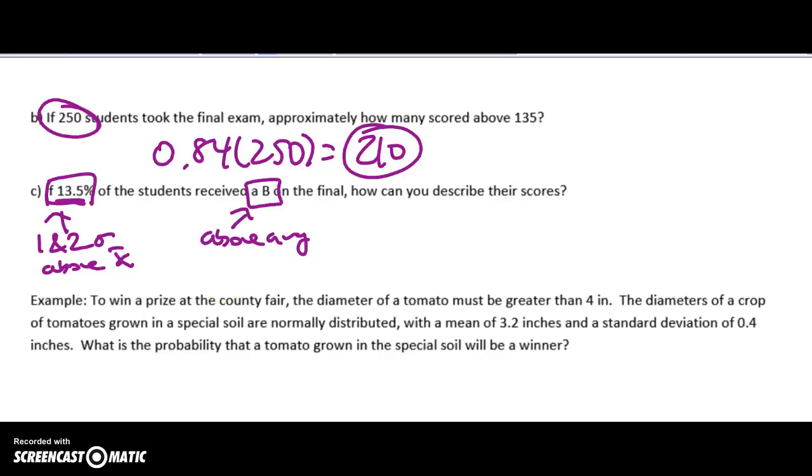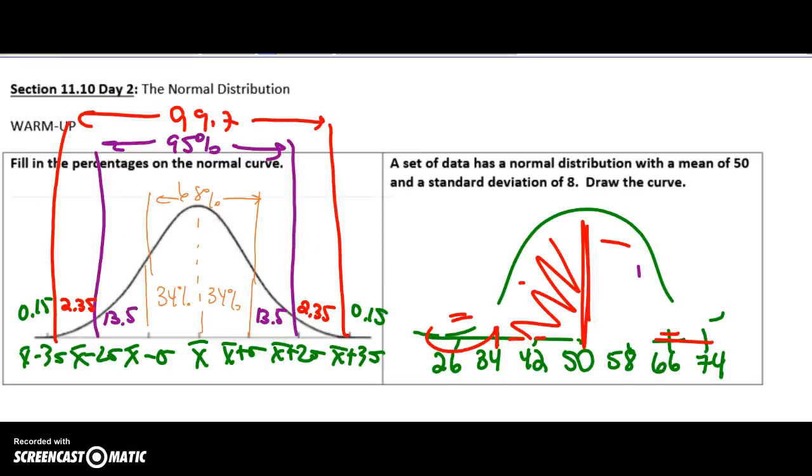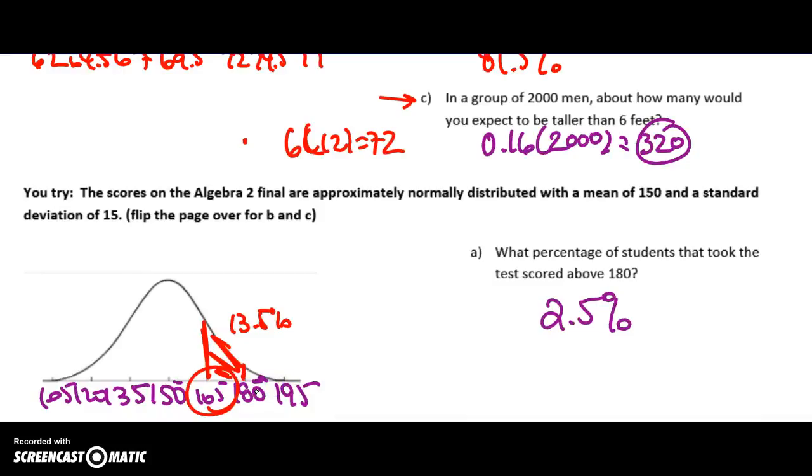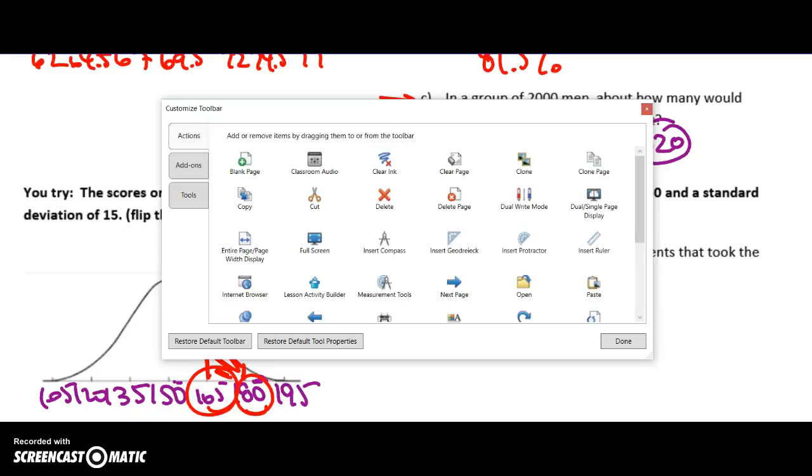average. So if we go back to our picture on the first page, that 13.5% would put us right in this region. This is our 13.5%. That would be above average. So I would say that those people who scored a B scored between 165 and 180 points.